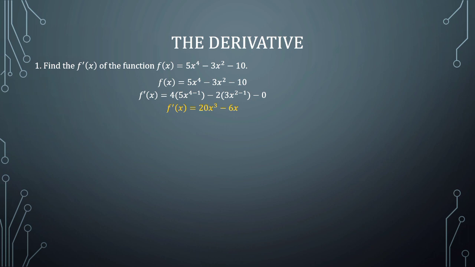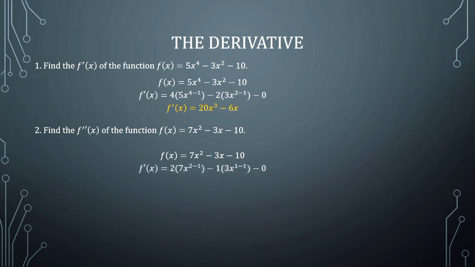Then the next problem, find the second derivative of the function f of x equals 7x squared minus 3x minus 10. We will just do as we have done earlier, wherein the derivative is n x raised to n minus 1. So n is equal to 2 in our example. Then 2 times 7x raised to 2 minus 1. Then 3x has an exponent of 1, so 3x raised to 1 minus 1, then minus 0.